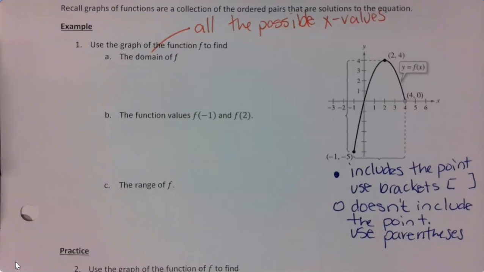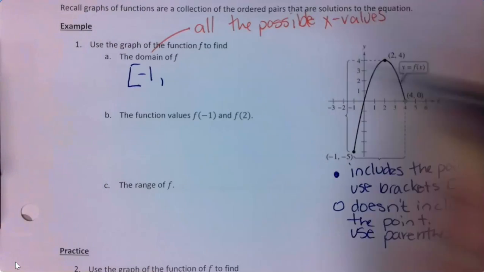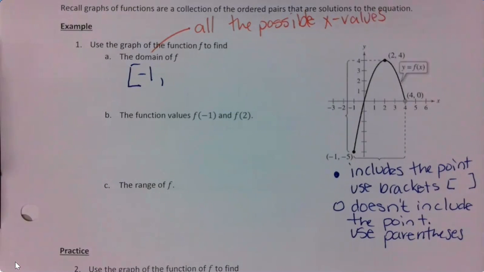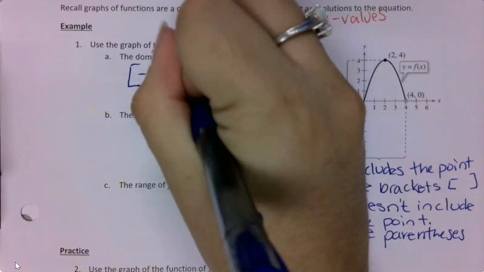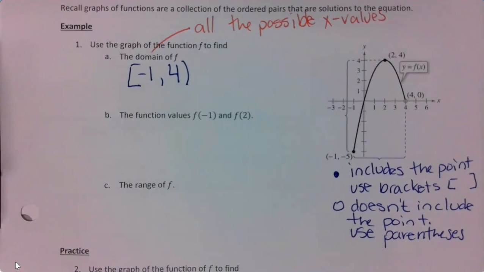Okay, so for my domain, what is my smallest x value on this graph? -1. Do I include it or not? So square bracket or parentheses? Bracket. Then I'm going to have a comma. And then where does my x value end? Yeah, 4. And do I include 4? No. So this one gets a parentheses. Questions there?